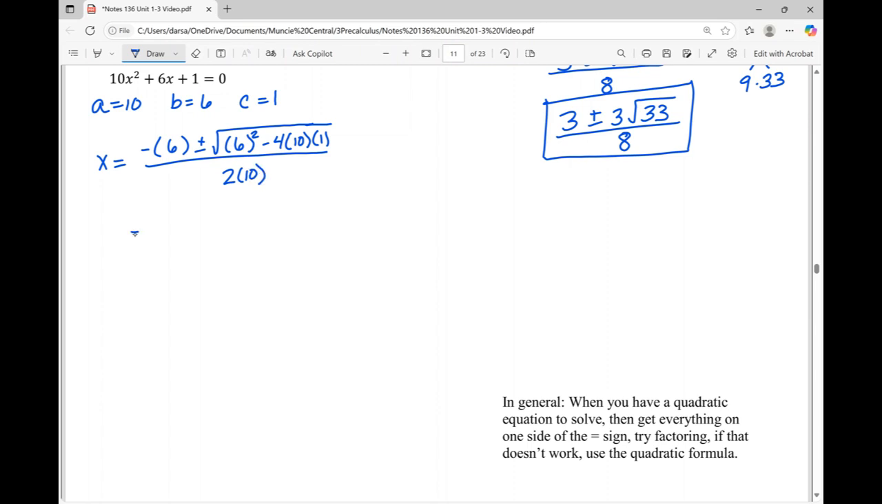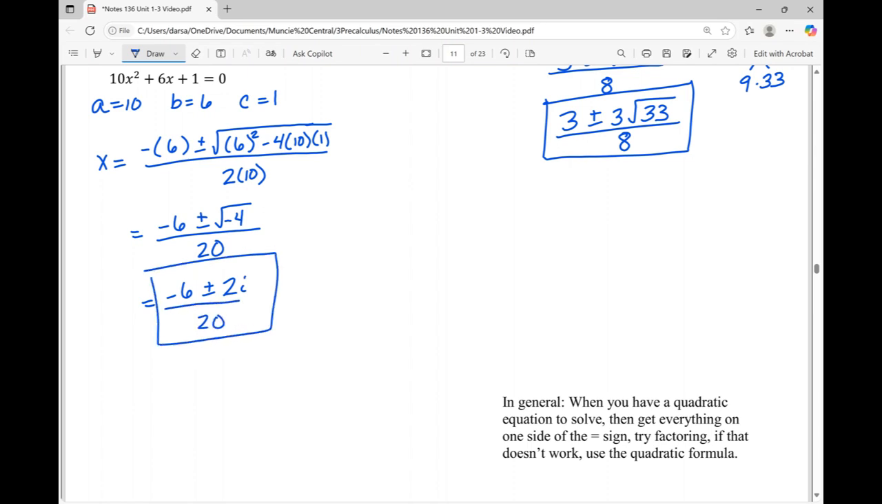So simplifying, that gives us negative 6 plus or minus the square root of 36 minus 40. 36 minus 40 is a negative 4, all over 20. And what did we learn in one of our very first lessons? This doesn't mean no solution anymore. It just means we have a complex solution. So simplifying a little further, that gives us negative 6 plus or minus the square root of 4, which is 2. The square root of the negative gives us an i, and we're all over 20.